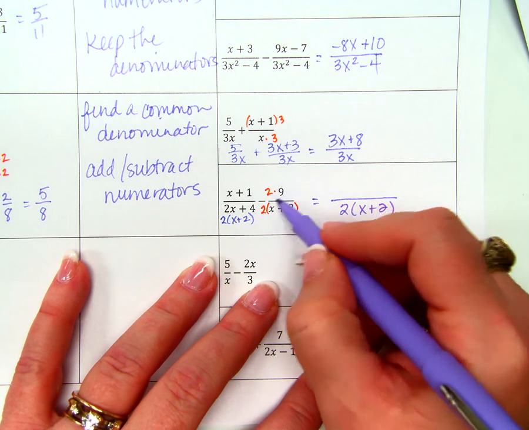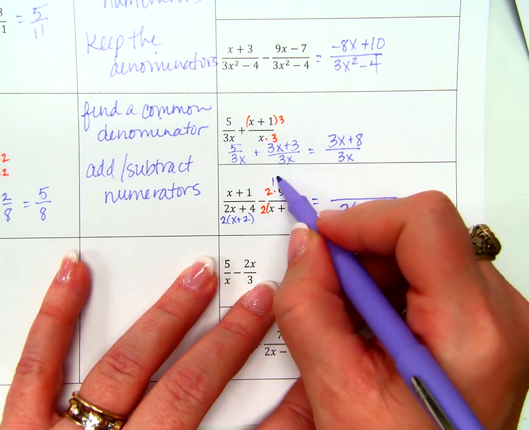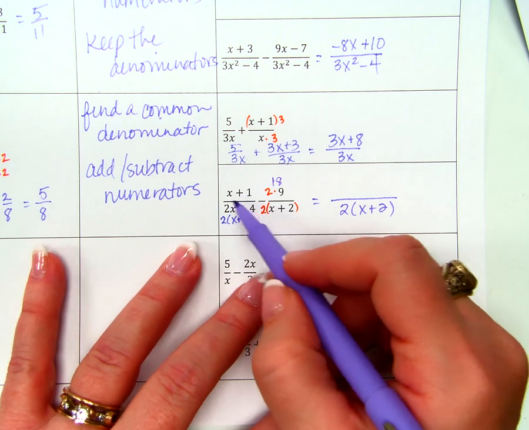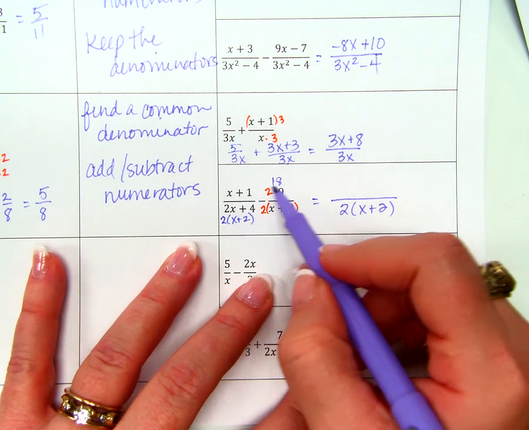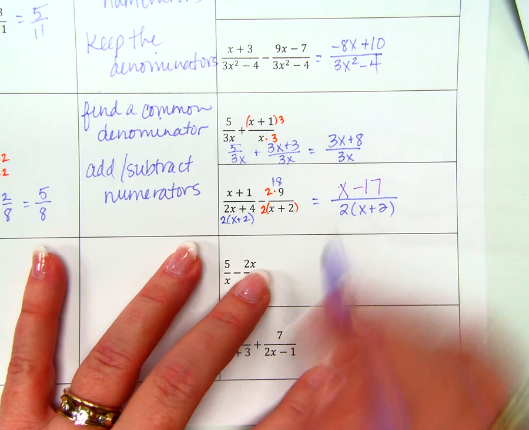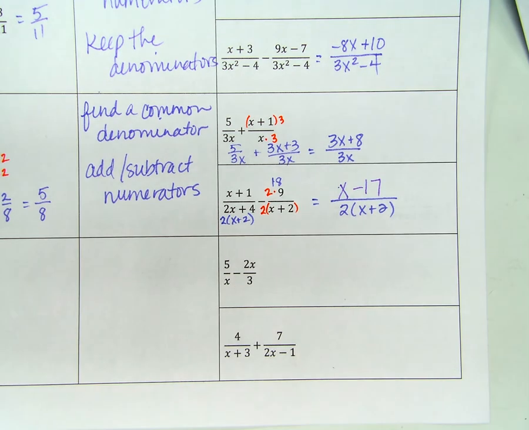What does this one become right here? 18. So I have x plus 1, because this numerator didn't change at all, did it? So I have x plus 1 minus 18. X minus 17. Done. What will people try to do wrong right here?